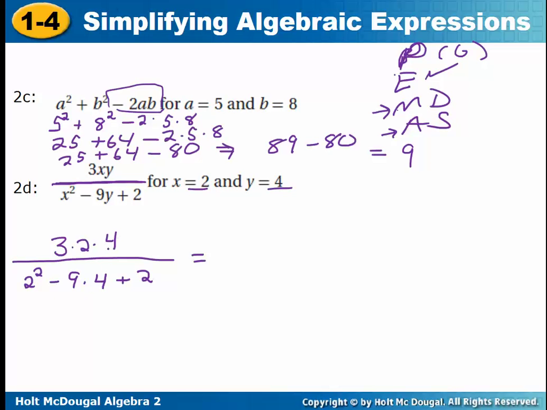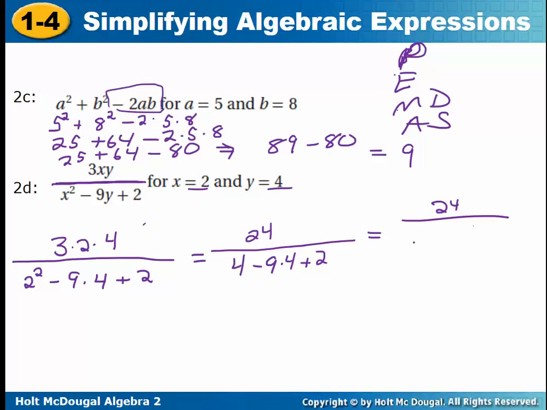So on the top, let's simplify the top. We don't have any exponents, but we do have some multiplication. So I'll do 3 times 2, which is 6, times 4 is 24. Okay, now I'm going to move to the bottom because that's another group. And now I kind of start over with my order of operations, and I say, do I have any parentheses within that group? No, but I do have some exponents. So I'll simplify my exponents. 2 squared is 4. I'll just rewrite the rest for now.